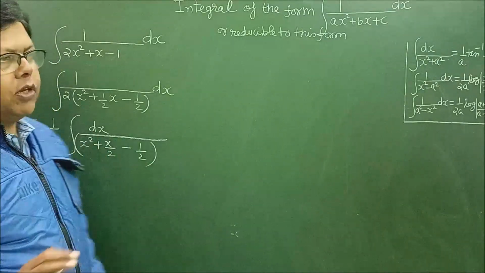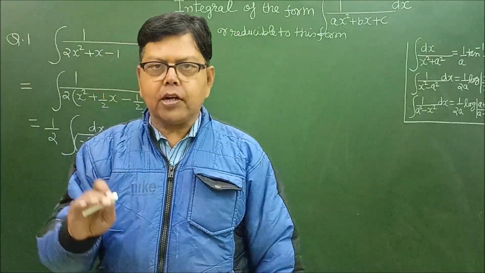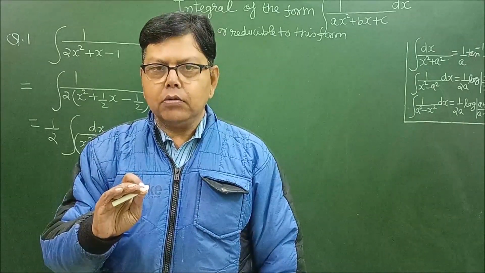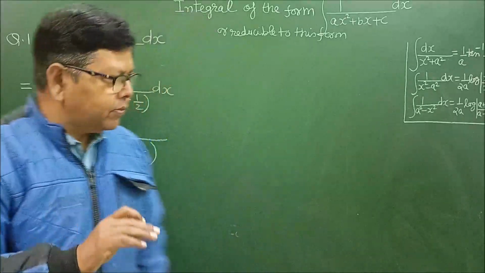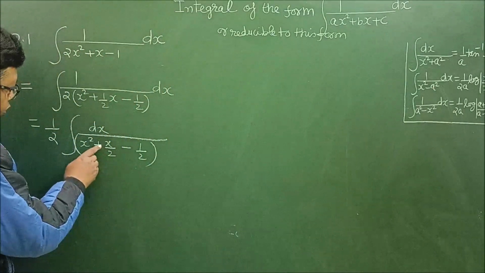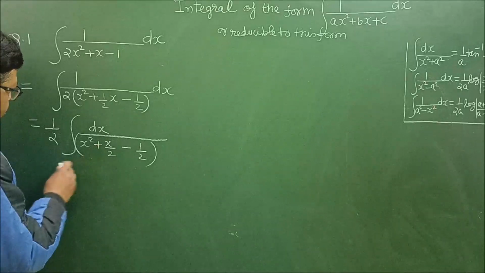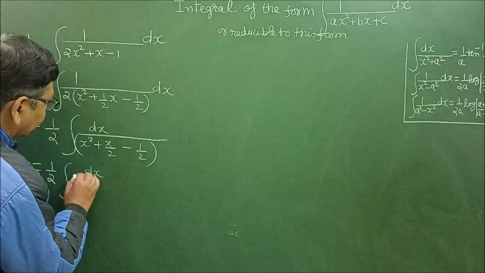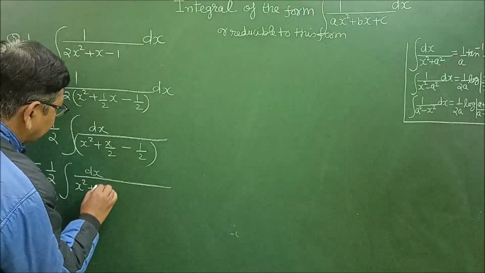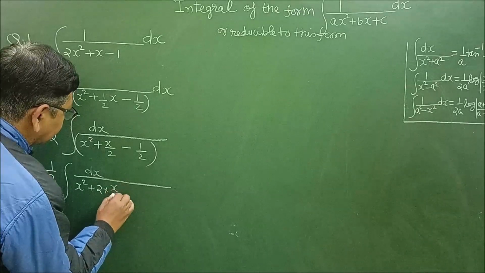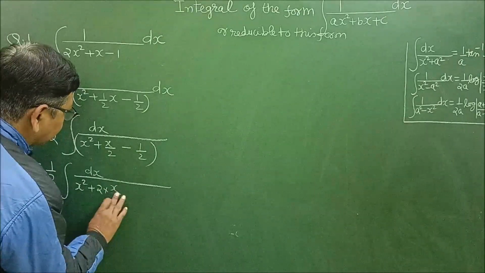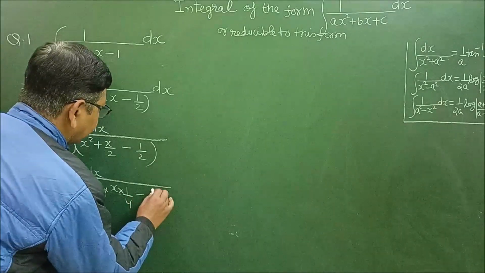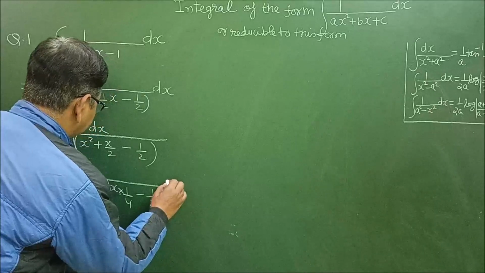Now in these questions we make the denominator a perfect square. To make the denominator a perfect square, see the coefficient of x. Coefficient of x is half here, so I can write this as x square plus 2 into x into 1 upon 4, multiplying by 2 and dividing by 2, minus 1 upon 2, dx.